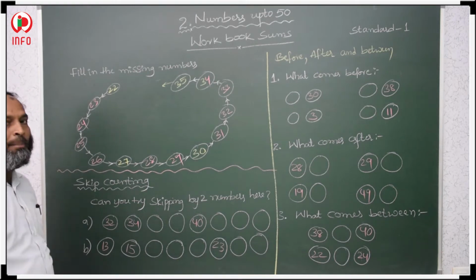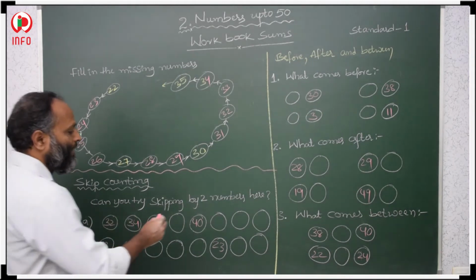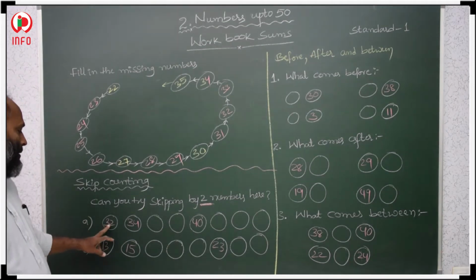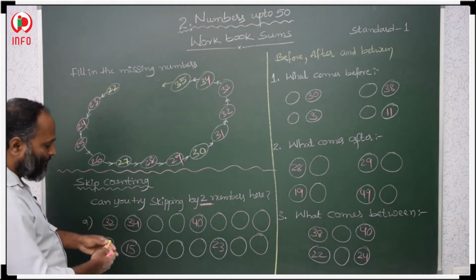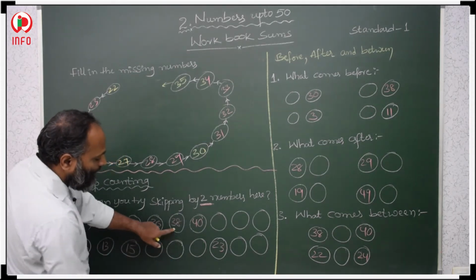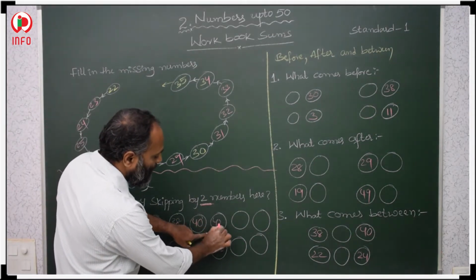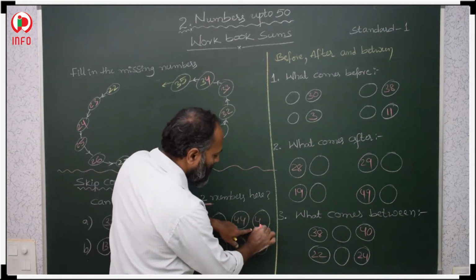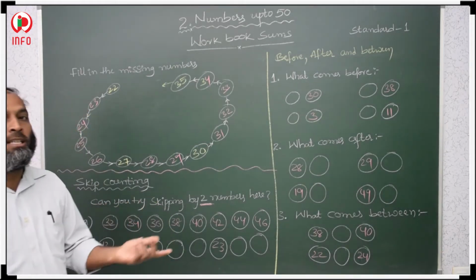Now skip counting. How to do skip counting? Here we skip count by 2. Skip by 2 numbers. 32 is given, 33 is skipped, 34, 35 is skipped, 36, 37 is skipped, 38, 39 is skipped, 40, 41 is skipped, then 42, 43 is skipped, 44, 45 is skipped, 46. So in this way we have to skip one number and write the next number.